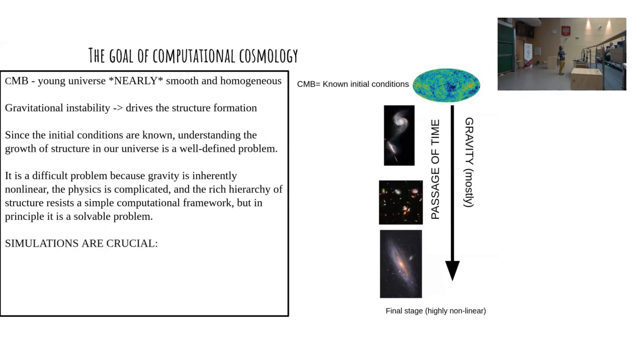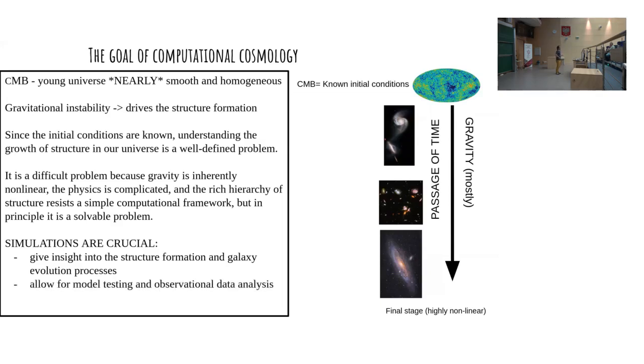So the simulations are crucial. Why? Because they give insights into the structure formation and galaxy evolution process. We can try to understand physics better and then connect the understanding we get from simulation with the physics and then with observations, of course. This is the most important. Remember, simulation is only a tool. They never create a real universe. They never give a real answer. They're just a simple tool that helps us understand things better.